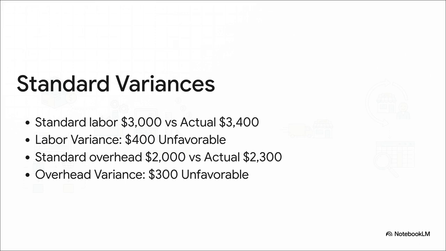Say we expected labor to cost $3,000 for a batch, but actual labor came in at $3,400. Boom, we have a $400 unfavorable variance. If standard overhead was $2,000, but we actually spent $2,300, that's a $300 unfavorable variance. Management teams absolutely obsess over these variances to control operations and pinpoint exactly where they might be losing money.